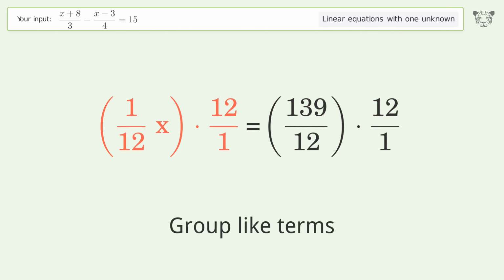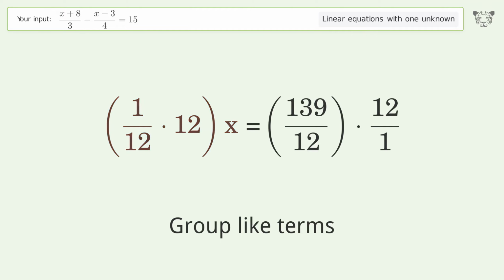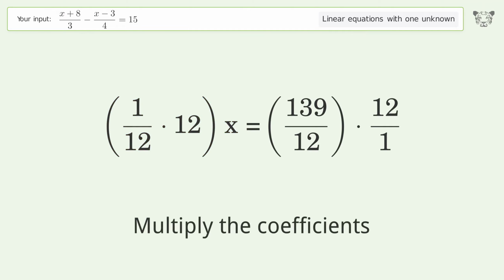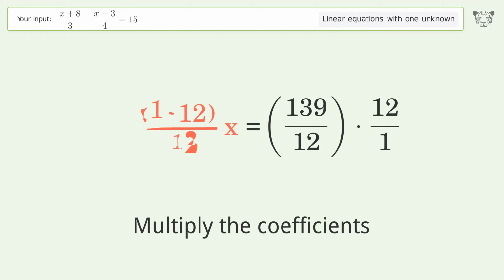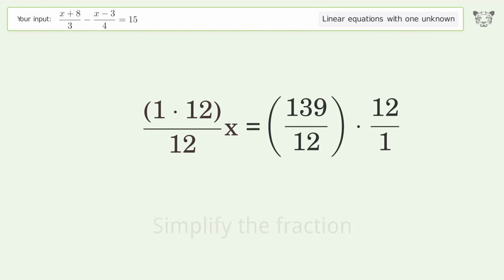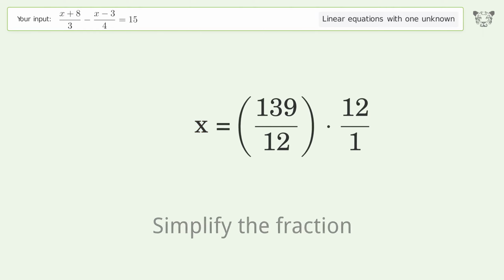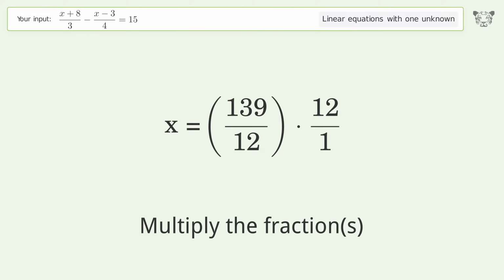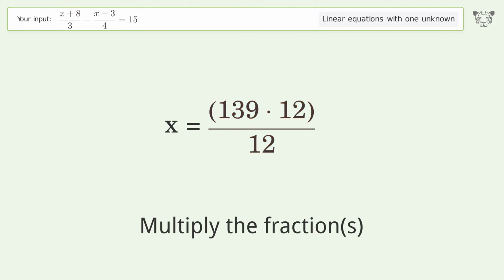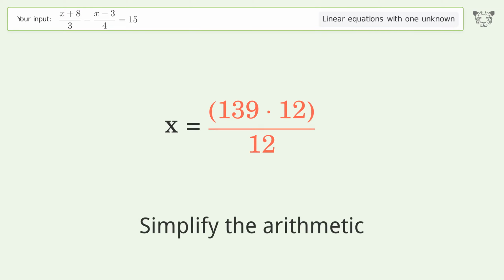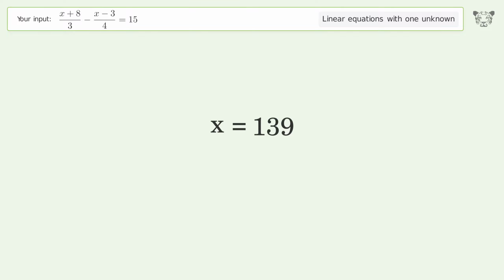Group like terms. Multiply the coefficients. Simplify the fraction. Multiply the fractions. Simplify the arithmetic. And so the final result is x equals 139.